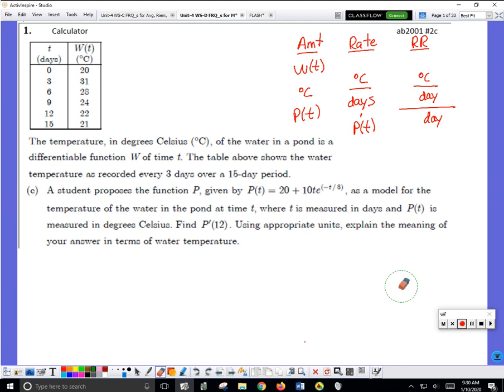So the problem says find P prime of 12. One thing you want to always do on the FRQ section, you got to make sure that as you're reading the FRQ, as soon as you encounter a question, you stop. FRQ problems, the entire FRQ is always worth 9.